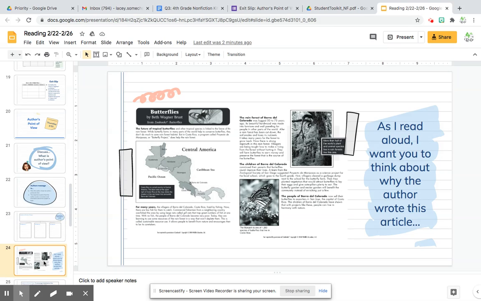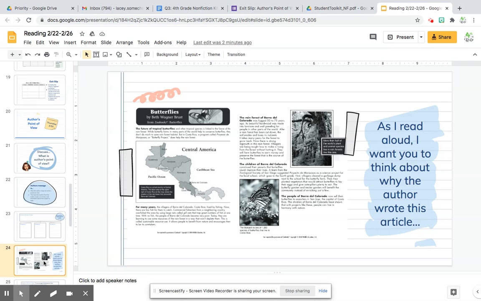Butterflies. So we're leaving behind snakes here. We're going to move on to another living thing: butterflies. And as I read aloud, I want you to notice and think about why the author wrote this article on butterflies. She definitely has a reason for why. All right, so listen carefully as I get started.